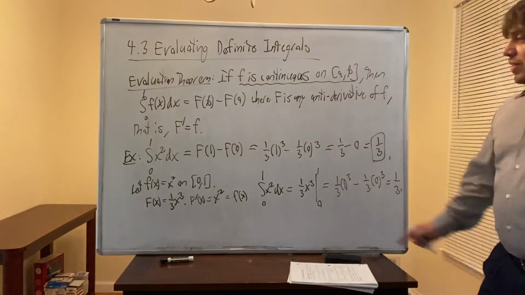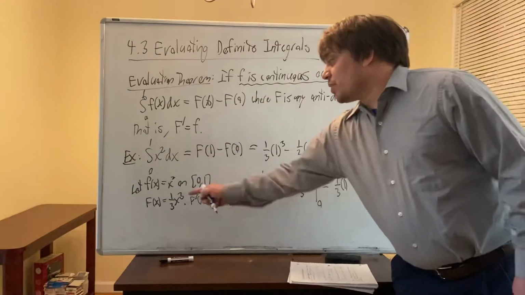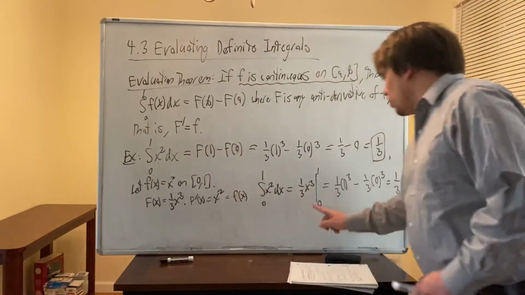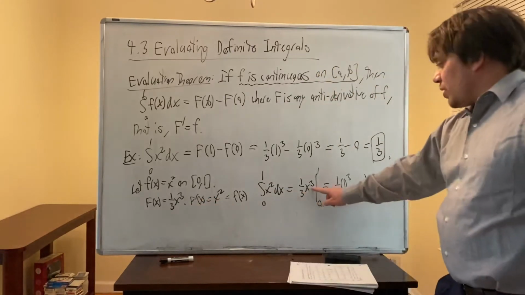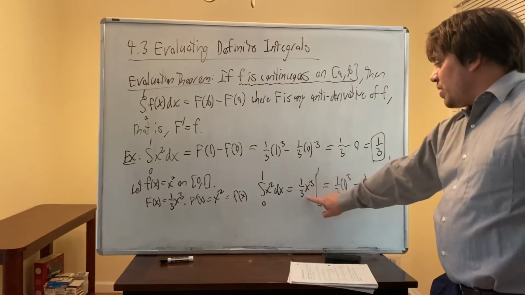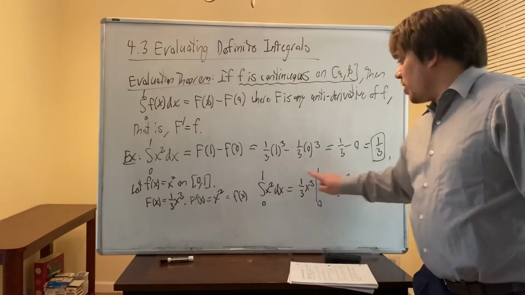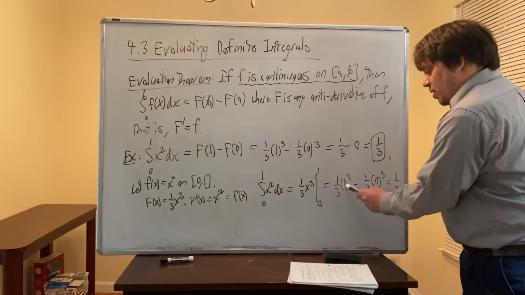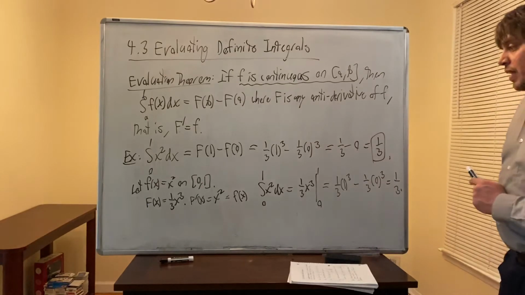That's 1/3. That's the same answer. So here, instead of writing capital F of 1 minus capital F of 0, where capital F is equal to 1/3 x cubed, you can shorten all of that by just writing that this is equal to that antiderivative, specifically 1/3 x cubed, vertical line, lower limit here, upper limit there. And the meaning of this notation is you plug in this number for that expression and subtract plugging this number in for that expression. Okay?